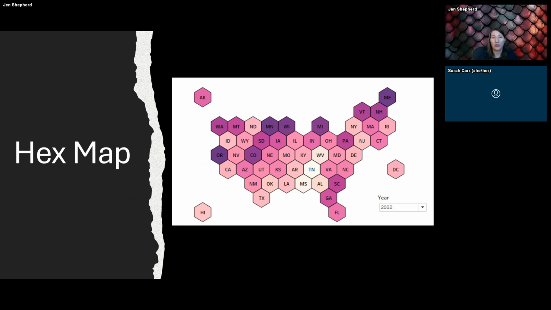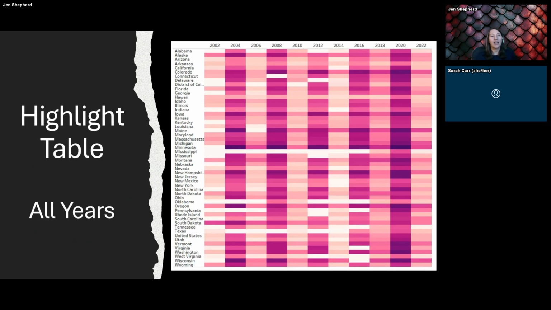So I think if my story is looking at the differences by state, I think a hex map does a pretty decent job of that. I also tried a highlight table. And when I put all the years in at once and colored them by turnout rate, there's a lot going on here.